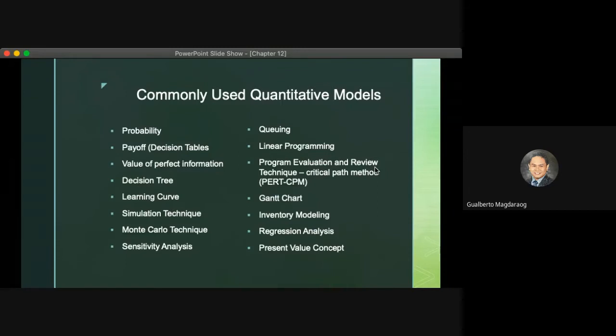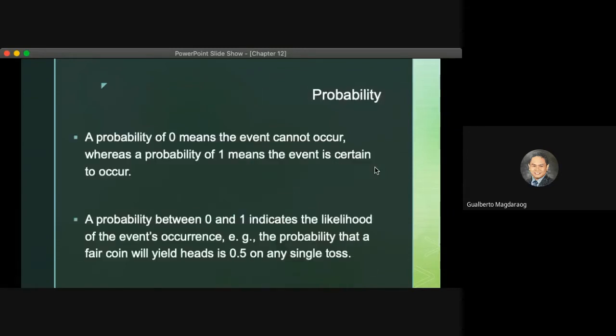Okay, let's start with probability. Management is always faced with a situation where they must make a decision. However, decisions are based on the information that management has on hand. And normally, management is uncertain whether the future is what they expected it to be. So if that is the case, their decision is based on uncertainty.